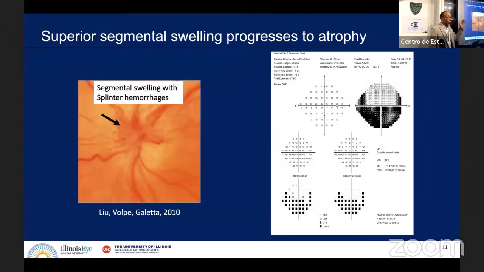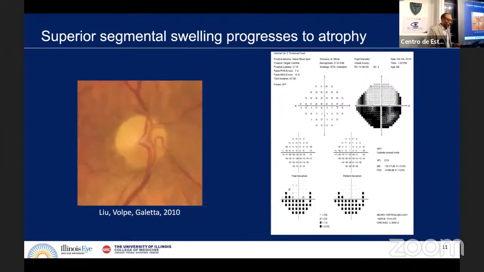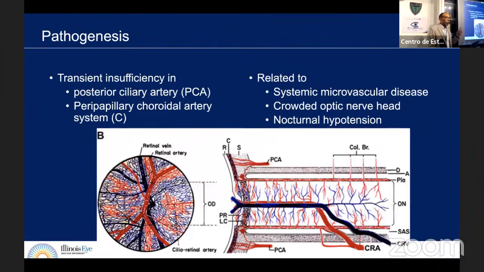Now, very often the segmental disc swelling will correspond with a visual field defect. So superior disc swelling corresponds to an inferior altitudinal defect. And this swelling then within 6 to 12 weeks will turn into pallor and atrophy. So there's some interesting anatomy behind why this presents the way that it does.